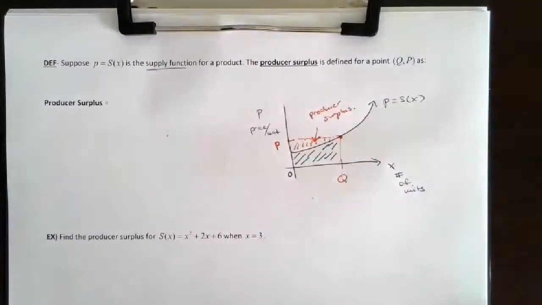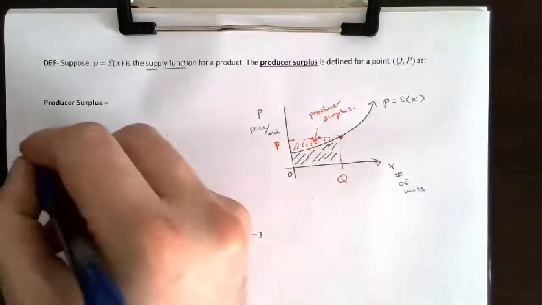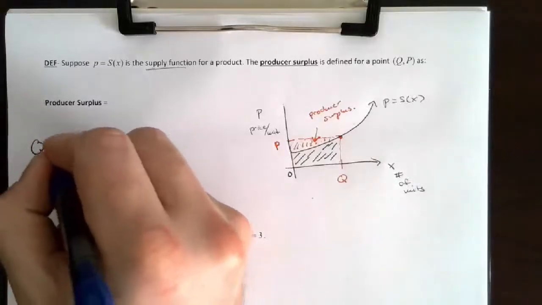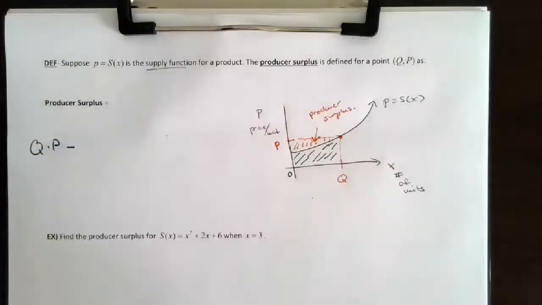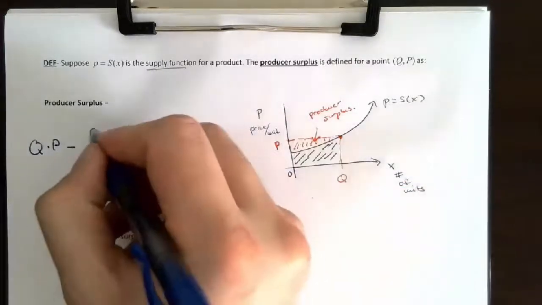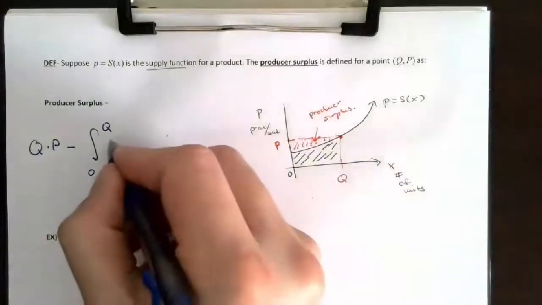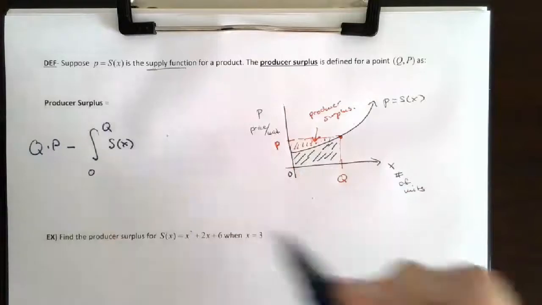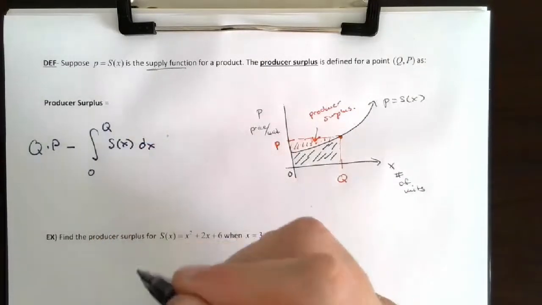So setting up our formula, the area of the rectangle would be Q times P. That's how much money they're bringing in, right? So Q times P minus the area under the curve, which would be the integral from 0 to Q of this function s of x. Make sure you're using the correct function. It's the supply function, and then dx.